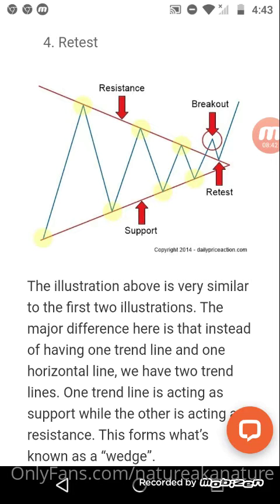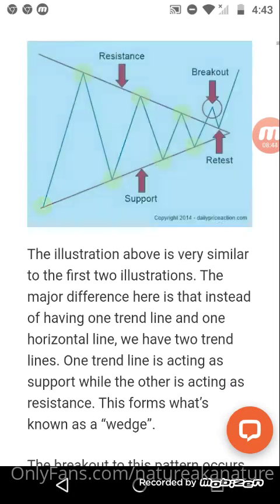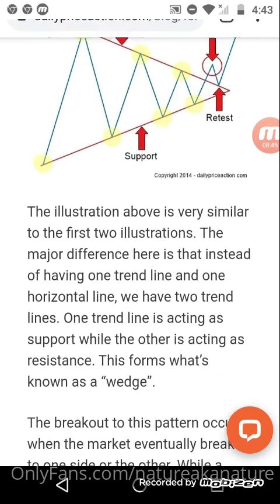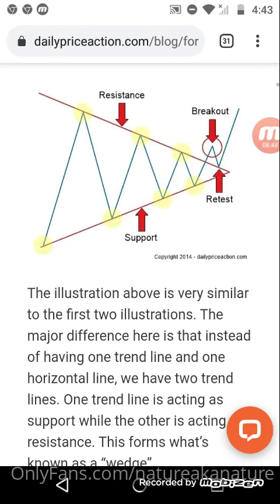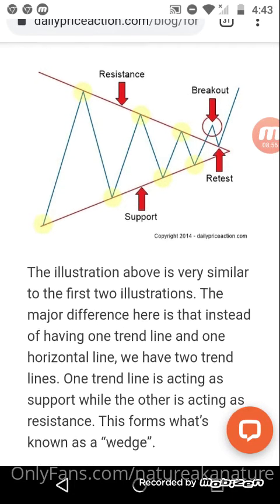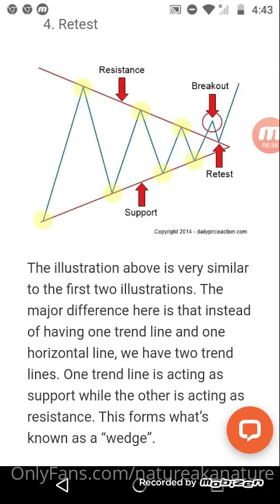So this illustration above is very similar to the first two illustrations. The major difference here is instead of having one trend line and one horizontal line, we have two trend lines. One trend line is acting as support, and the other trend line is acting as the resistance. This form is known as the wedge. You see how it's wedging smaller and smaller before it breaks out? This is known as the wedge.